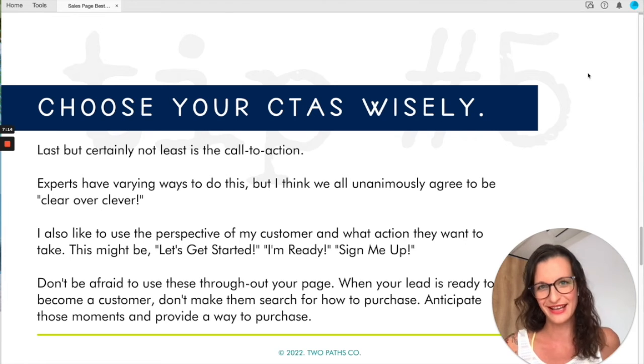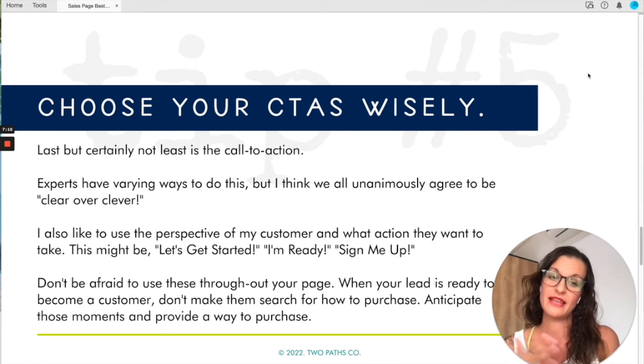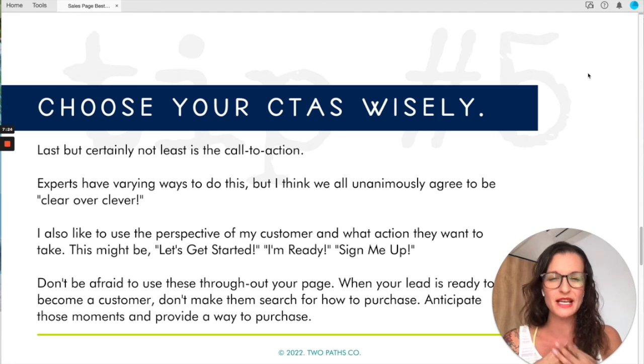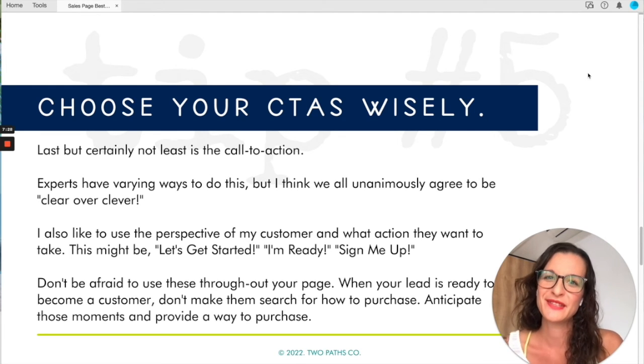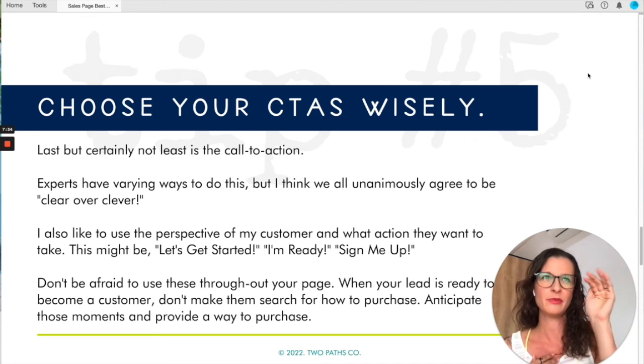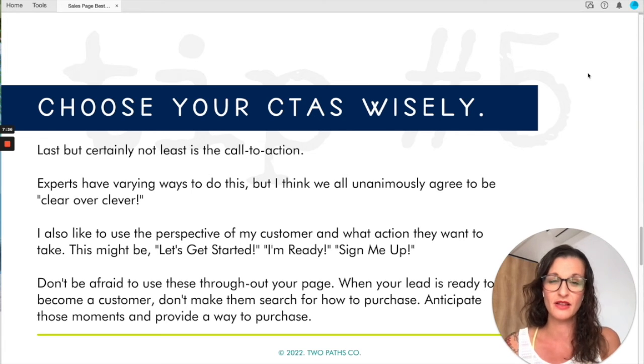It wins every time. I personally like to use the perspective of my customer and then what action they're wanting or I'm wanting them to take. Like, let's get started. I'm ready. Sign me up. You see how it's first person point of view? Also, don't be afraid to use these throughout your page. This is probably one thing that comes up for me the most often while I'm doing an audit, is that they've put it somewhere at the beginning and they've buried it somewhere in the middle, and then that's it.